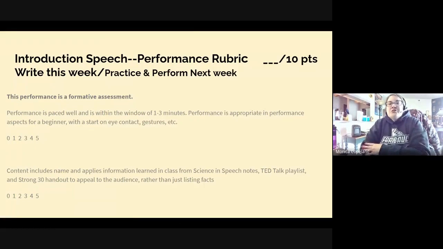All right. So your introduction speech, which you're going to write this week and perform next week, is a formative assessment. Typically your speeches are summative, but this one, since it's your first one and you're just learning as you go, is formative. The performance itself is 10 points. And here's how I'll grade you. First, those first 5 points are on your pace and your performing.